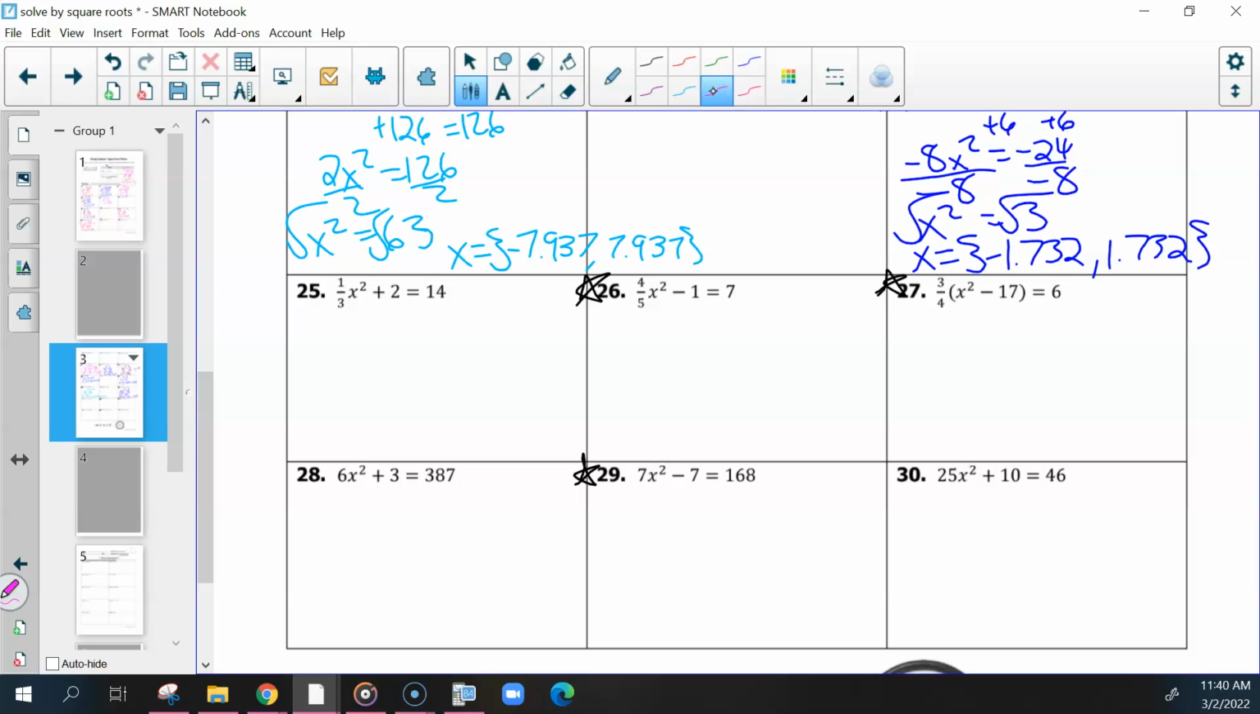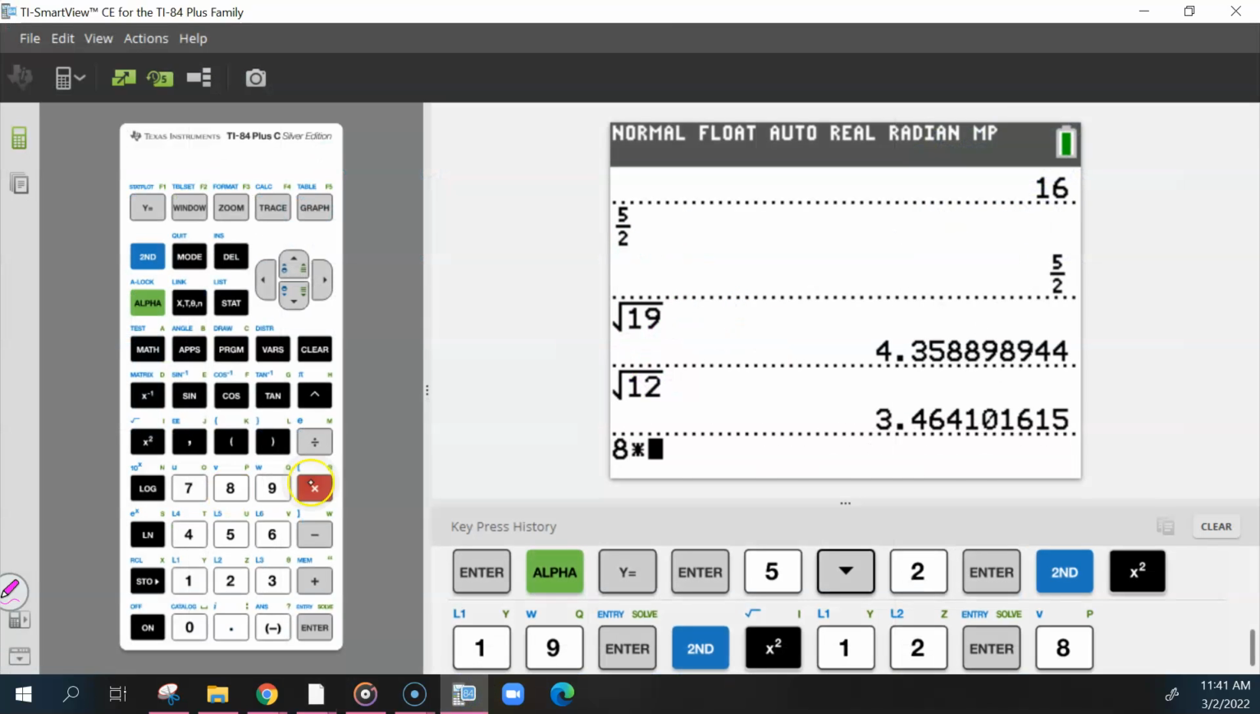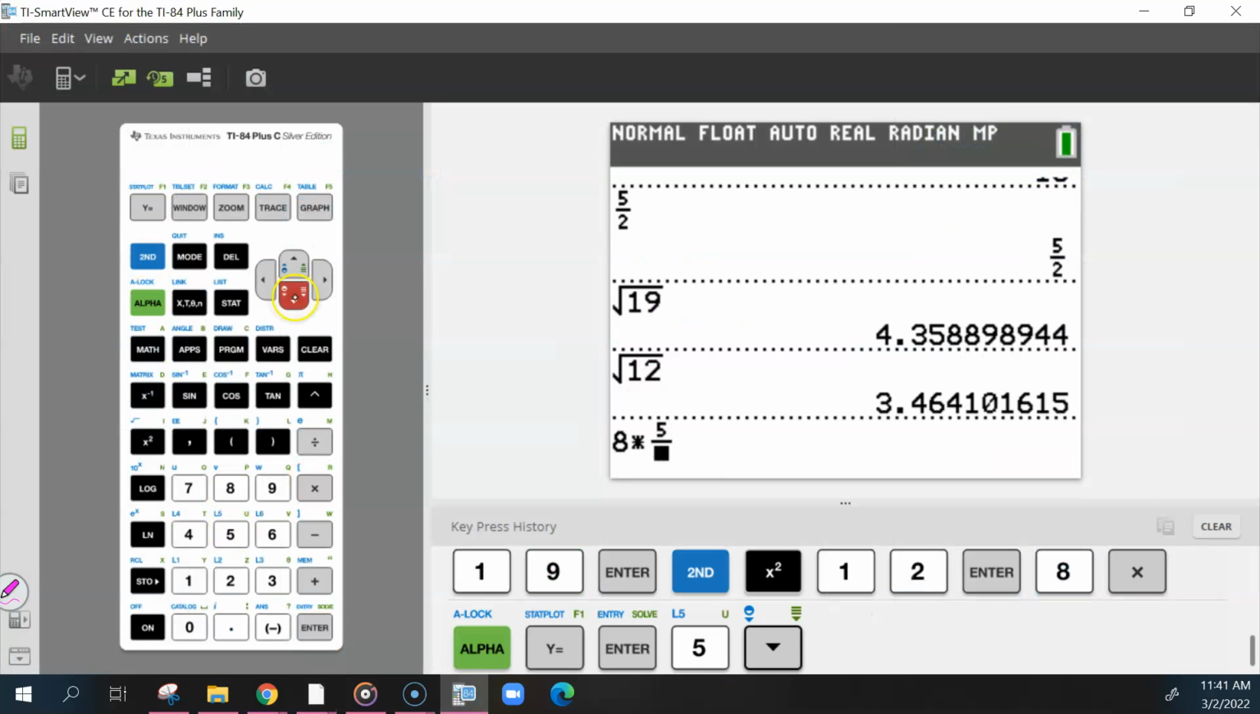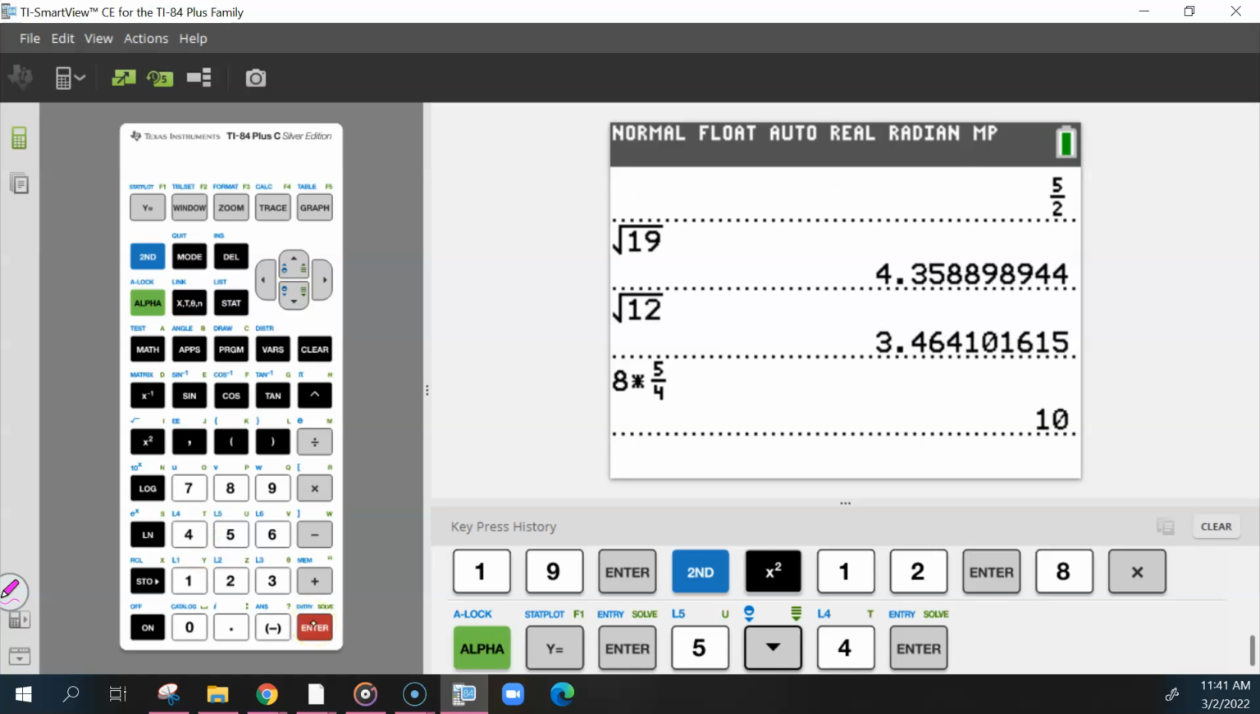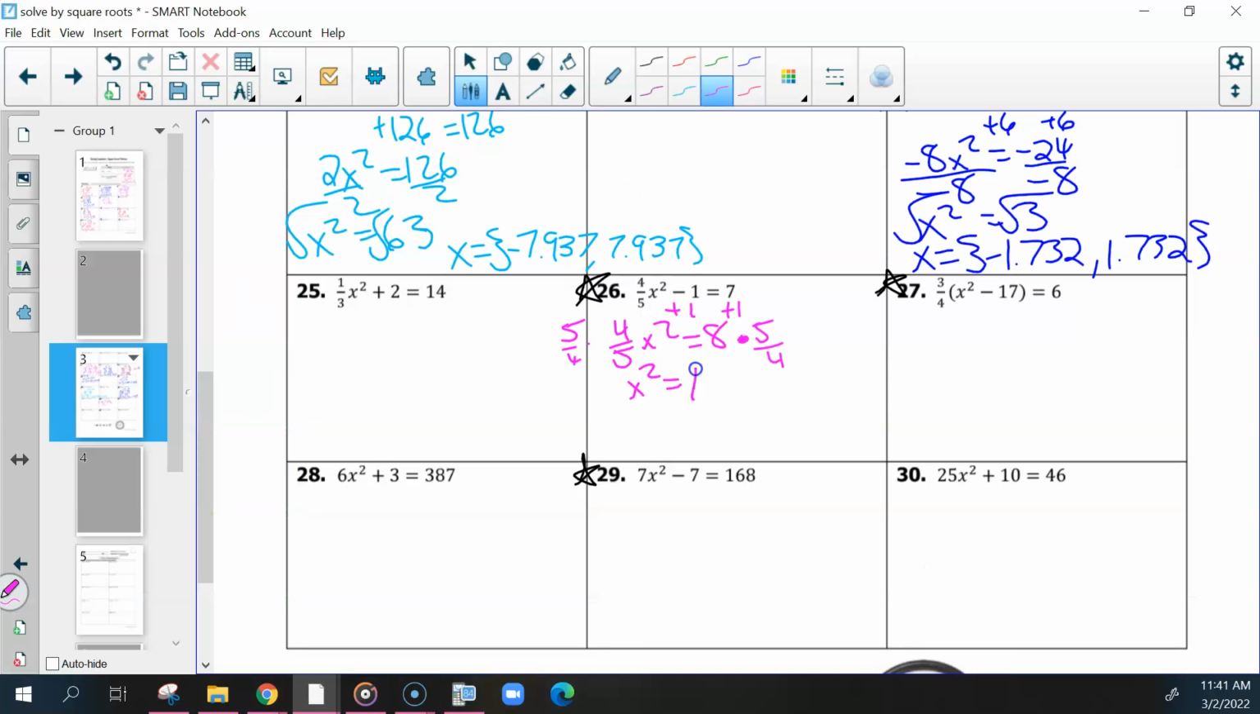Add 1 to both sides. And then multiply by 5/4 on both sides. In your calculator, you could do 8 times 5/4 to get 10. Then take the square root of both sides and tell me what you get.